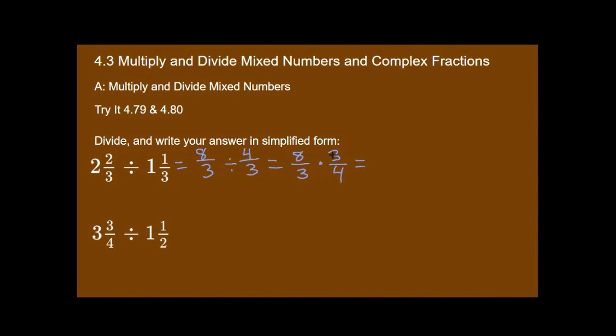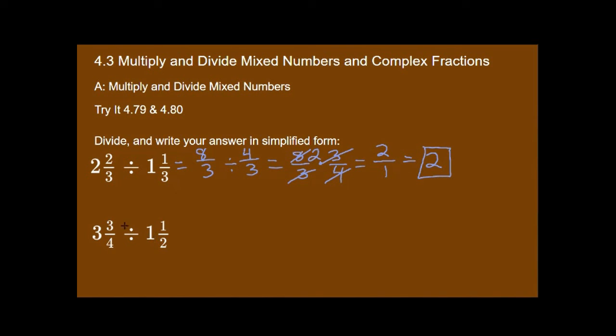And then we can, this one actually looks really nice to work with because I have a 3 on the top here and a 3 on the bottom. I can cancel those out. I also have an 8 on the top and a 4 on the bottom. I know that 4 divides evenly into both of those, so I'm going to divide that into there, and then here it goes in twice. So I'm left with 2 on the top and 1 on the bottom, which is equal to 2.